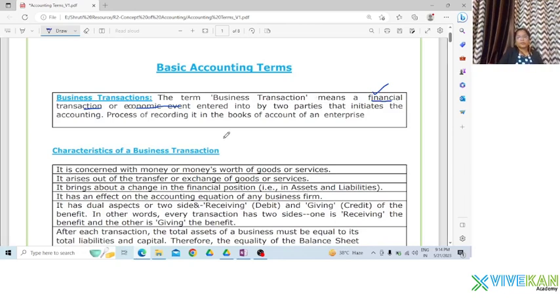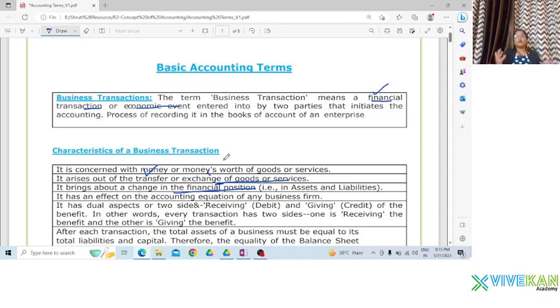It's a practical thing. In simple terms, it should be in money. There has to be an exchange of goods and services. The financial position should change. What do I mean by financial position? If you're doing a transaction of purchases, you're purchasing goods and in turn you are giving cash. This is how the financial position changes. You're getting something, and out of that you're giving out one more asset. Now, it affects your accounting equation.